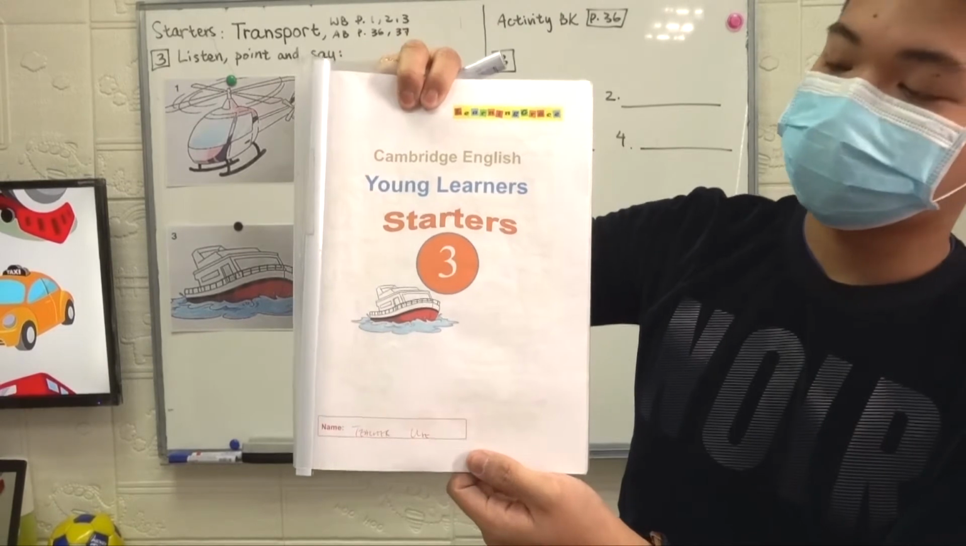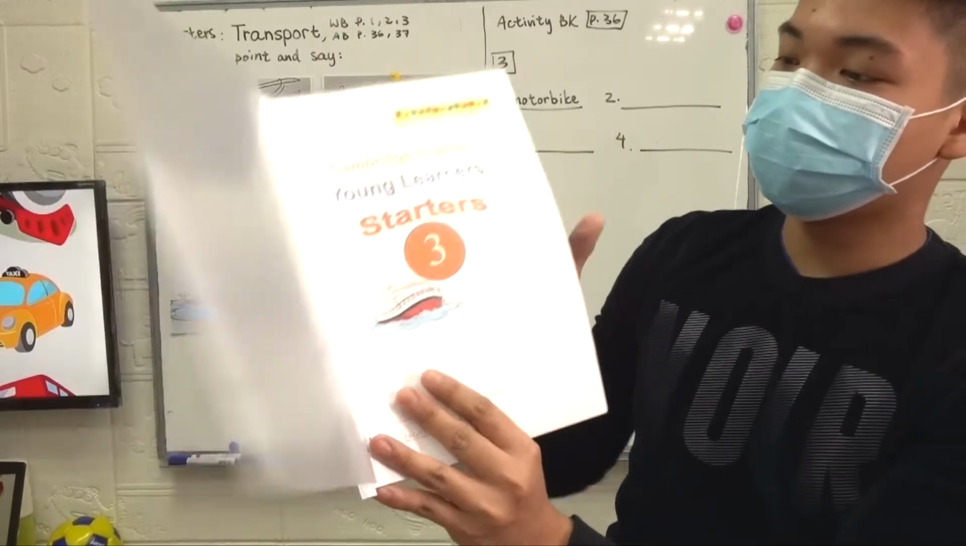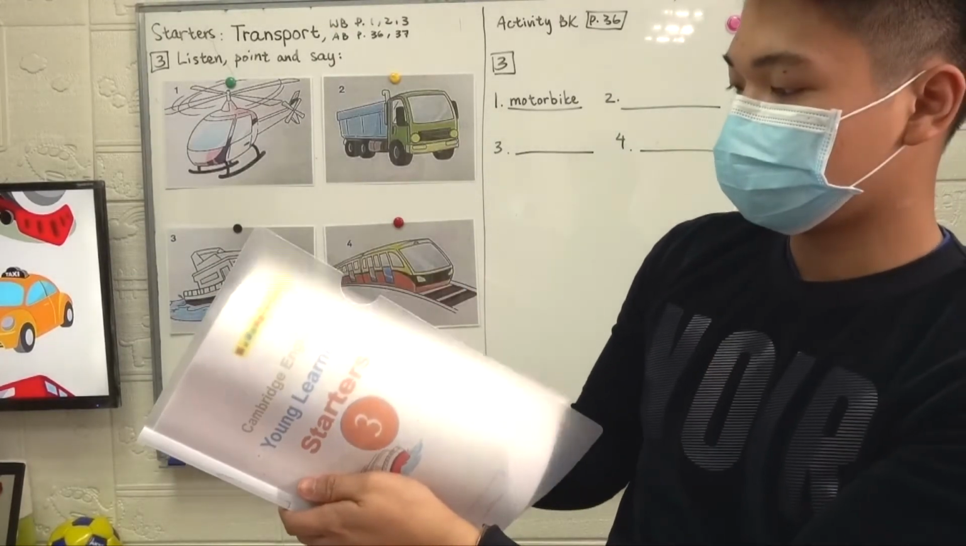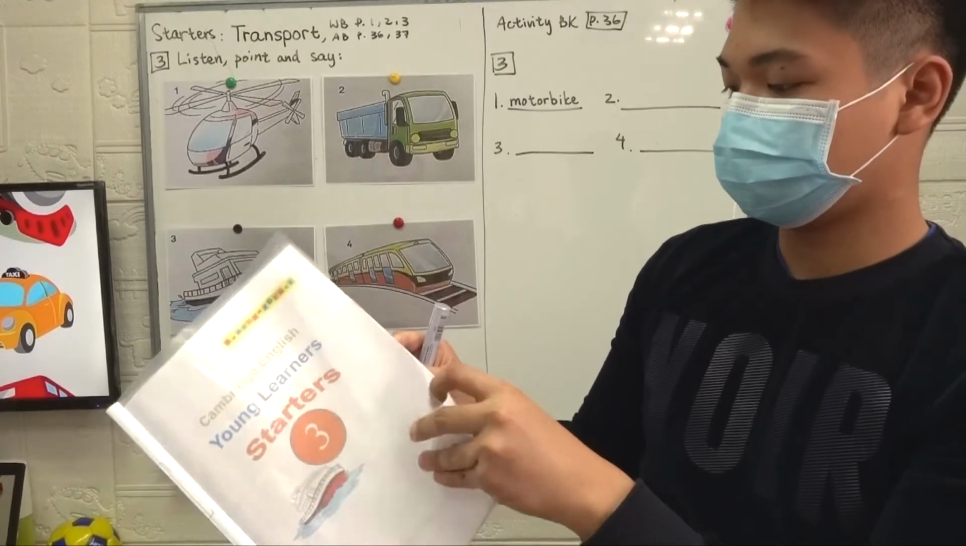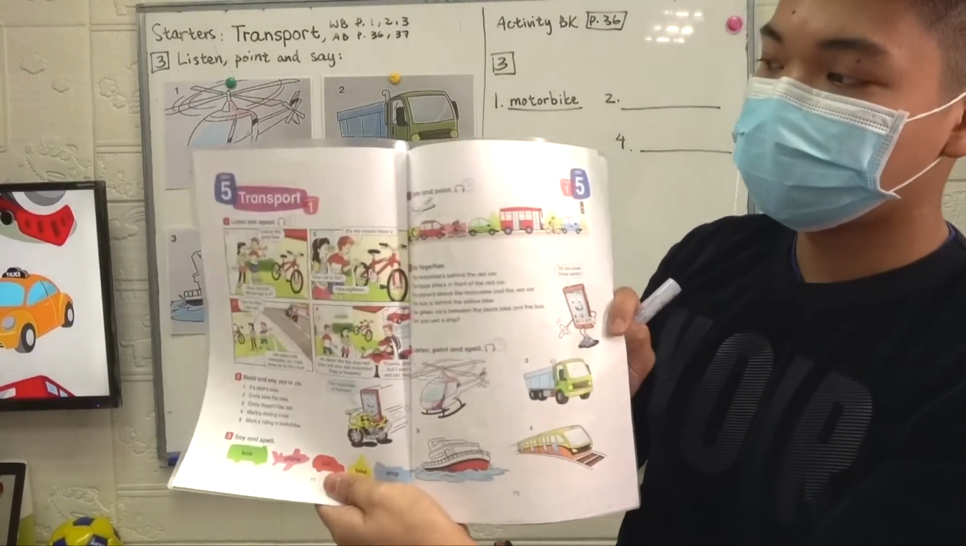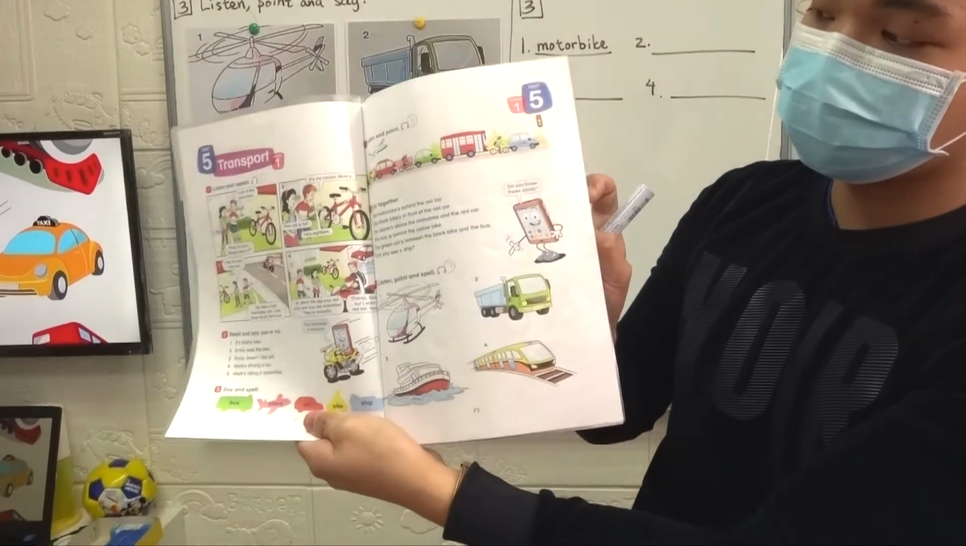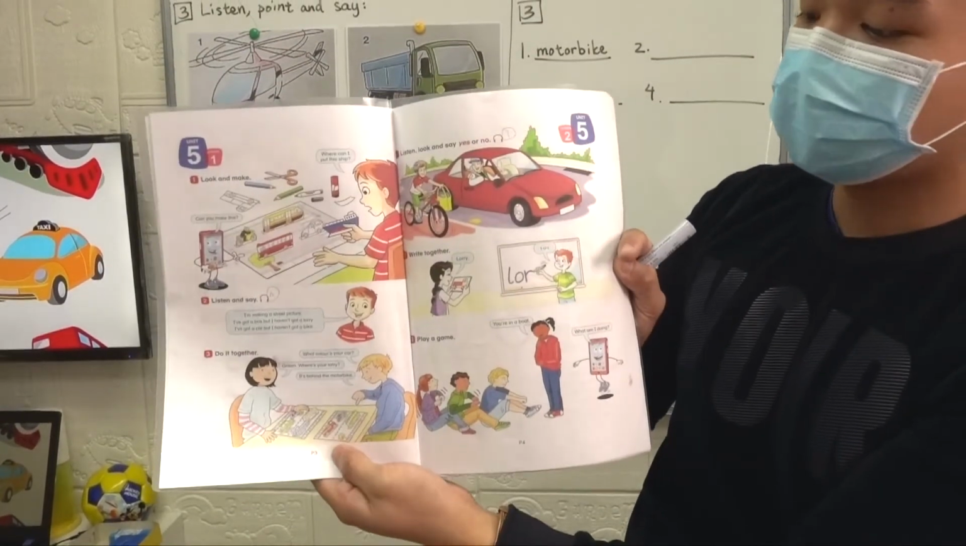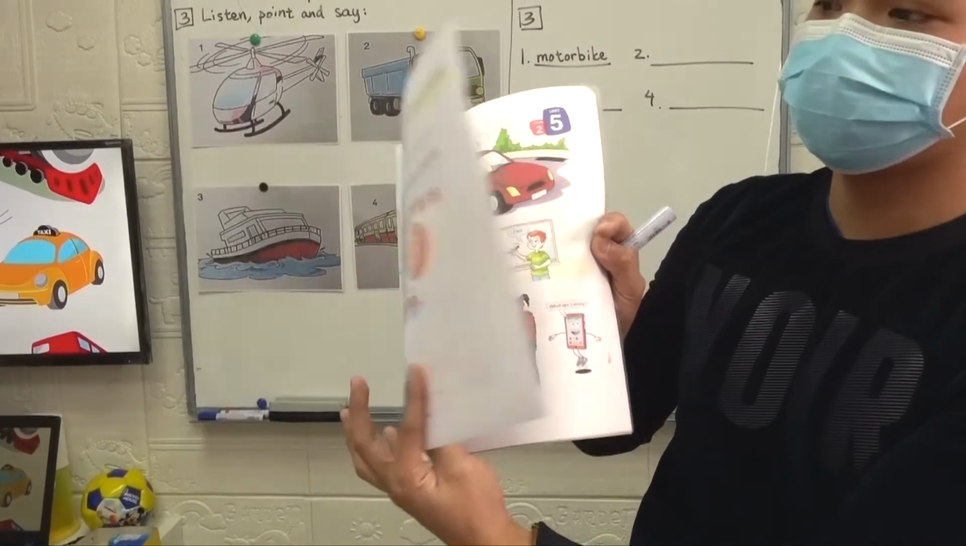Alright, so please check if it's the correct book. And for this book we are doing pages, right? The first page, page 1, right? Page 2, and page 3. Alright, so 1, 2, and 3 for this book.